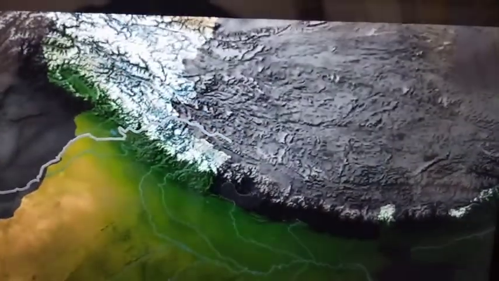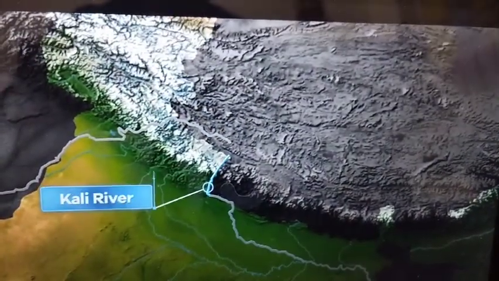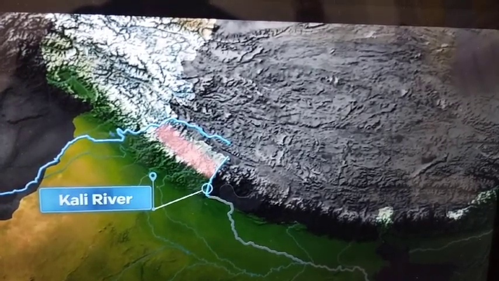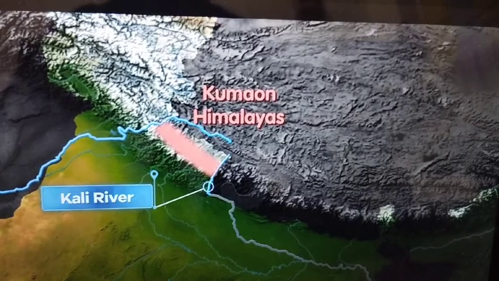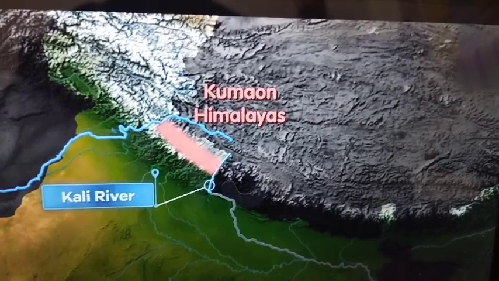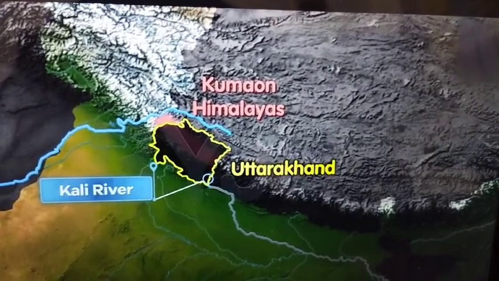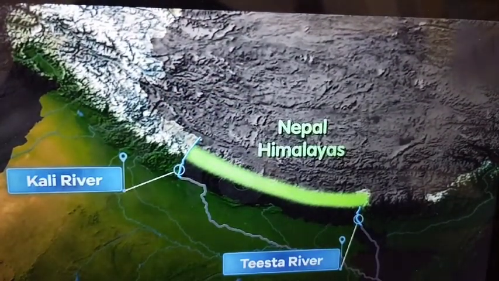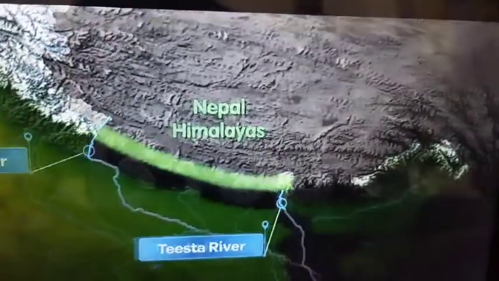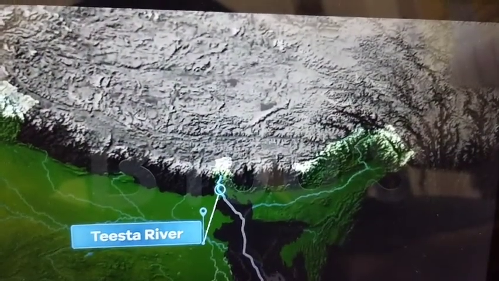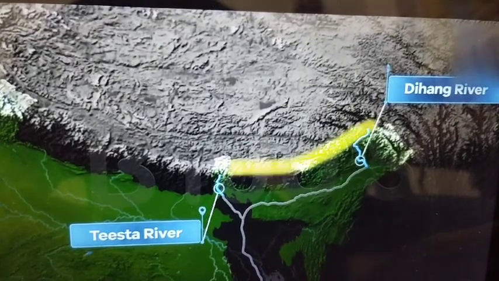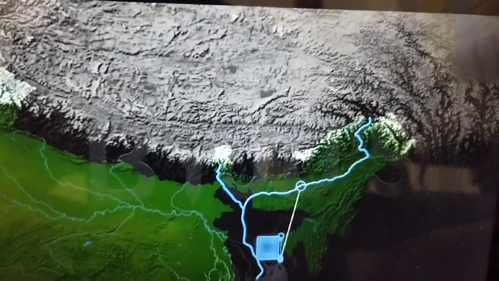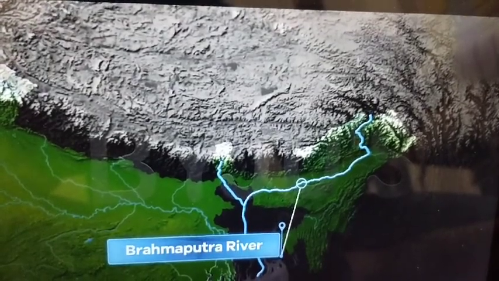Moving further east, we can see the Kali River. The part of the Himalayas between the Satluj and the Kali rivers is called the Kumaon Himalayas. Most of this part of the Himalayas is found in the state of Uttarakhand. Between the Kali and the Tista rivers lie the Nepal Himalayas. In the northeastern region of India, between the Tista and the Dihang rivers lie the Assam Himalayas. Here, can you see the eastern boundary is marked by the Brahmaputra river?